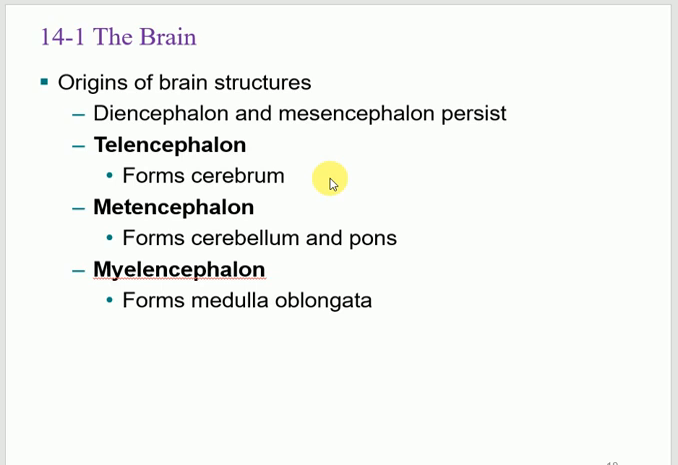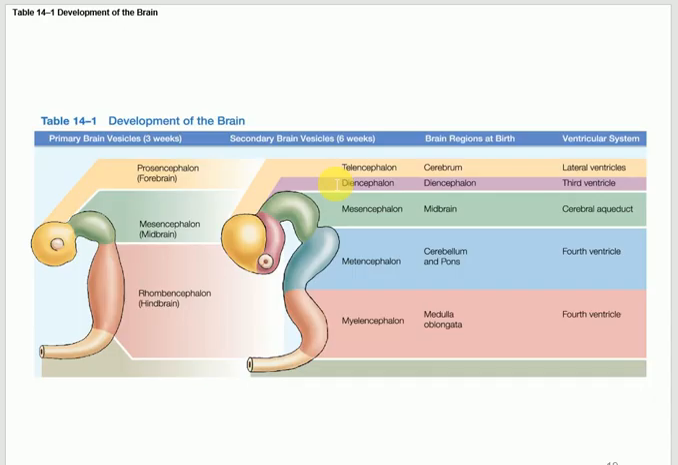At the end, diencephalon and mesencephalon will stay as they are, so that's 2. Telencephalon will make the cerebrum, metencephalon will make the cerebellum and pons, and myelencephalon will make the medulla oblongata. So this is what you need to know here.